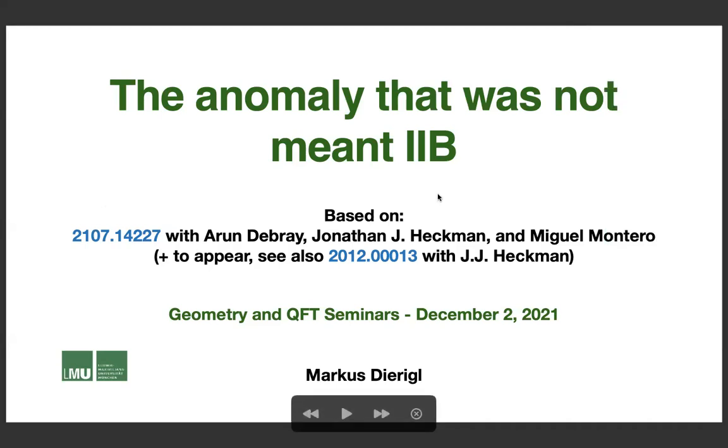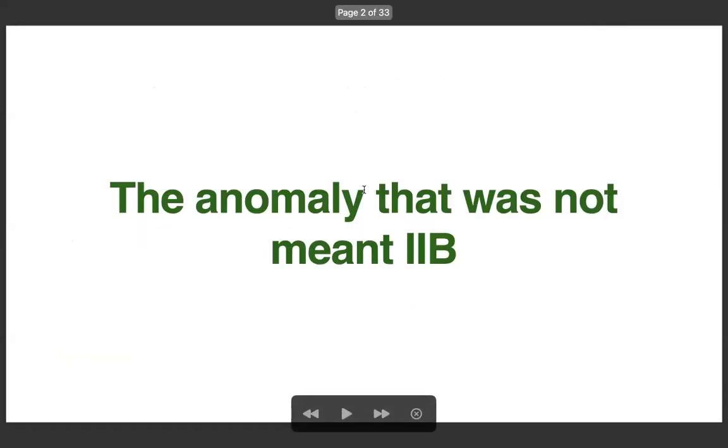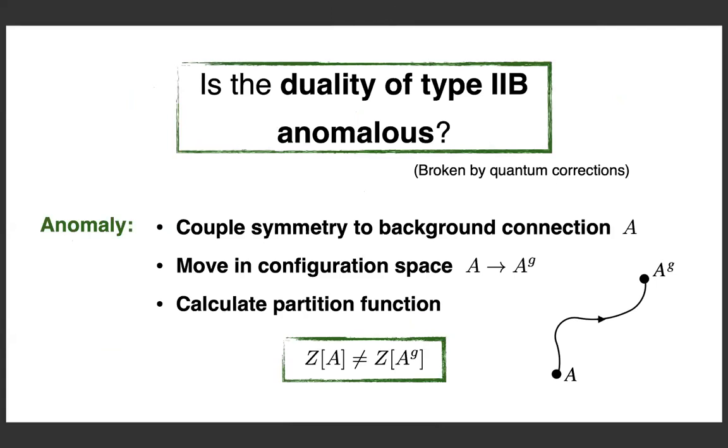Okay, so the title of my talk is The Anomaly That Was Not Meant to Be. What do I mean by that? Well, I want to answer the following question today, namely, is the duality of type IIB anomalous? And anomalous means, is it broken by quantum corrections? Of course, you would probably start saying, of course it cannot be, because we know that F-theory really needs this duality to be preserved, and a lot of other reasons. But let's keep our mind open and let's analyze the problem.